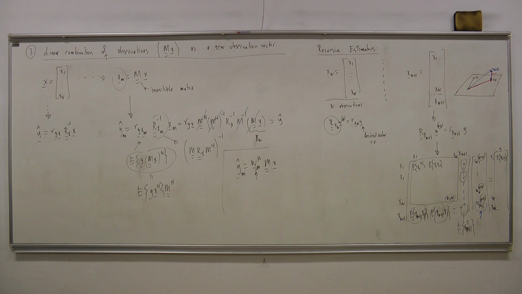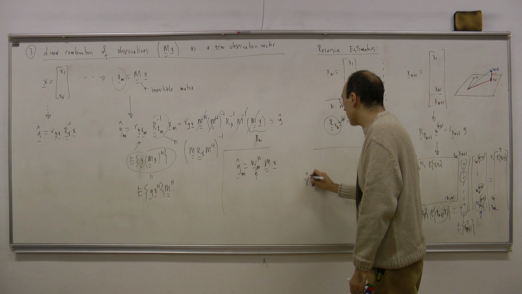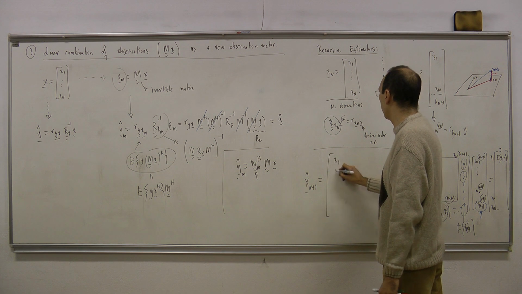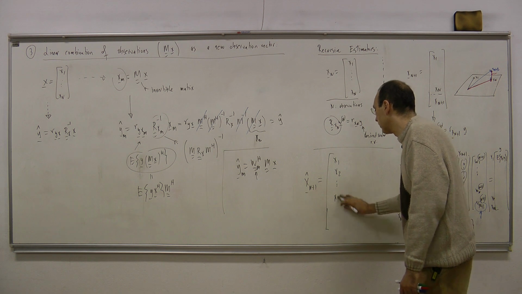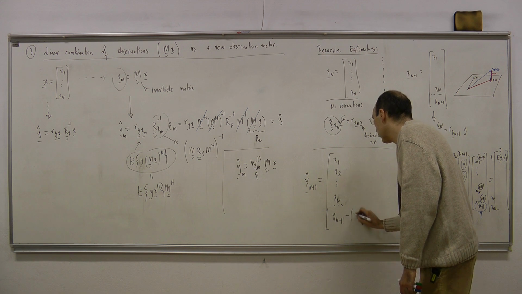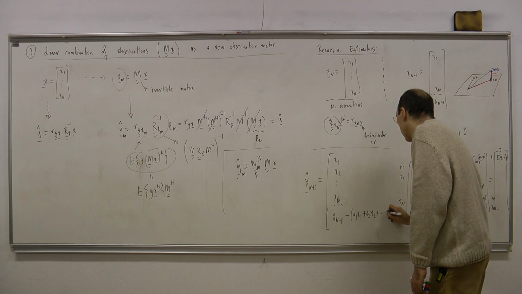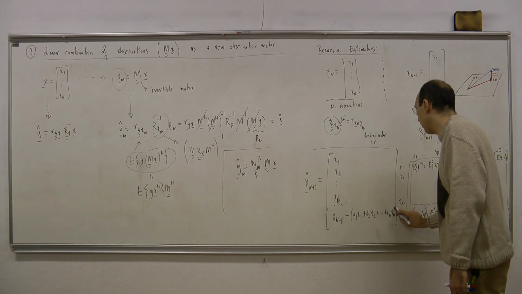Well, what can I do? I have to invert this matrix, but I know the inverse of this matrix. So how about this? Now I am defining a new x vector. This is an n plus 1 dimensional vector: x1, x2, xn, and this will be xn plus 1 minus alpha 1 x1, alpha 2 x2, alpha n xn. So I have a vector like that.